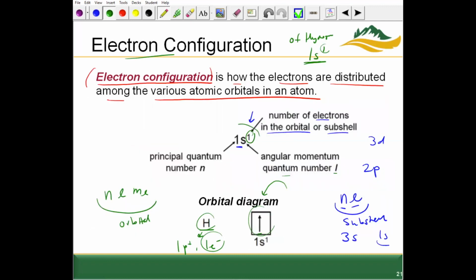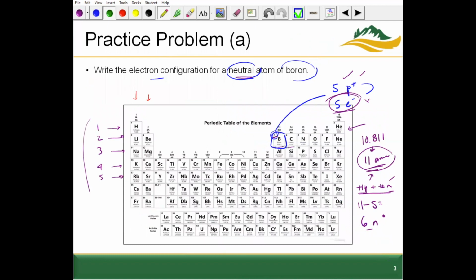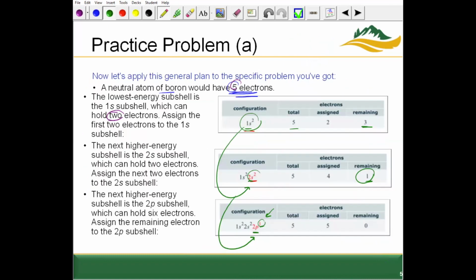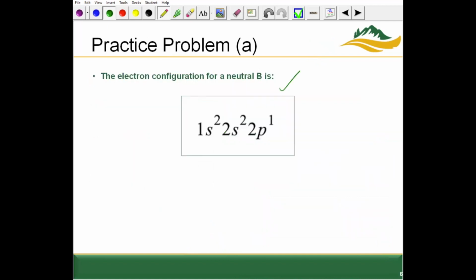As a reminder for this notation, we originally saw this in 7b part 1 on slide 21. So the exponent tells us the number of electrons in the orbital or subshell. So after we've accounted for all 5 electrons for this neutral atom of boron, fills up 1s, 2 electrons there, 2s, another 2 electrons, 2p, just 1 remaining. That leaves our final answer here for the electron configuration of neutral boron as 1s2, 2s2, 2p1.